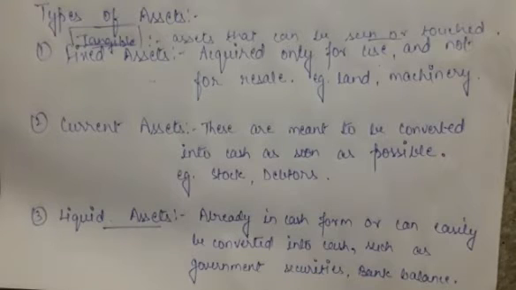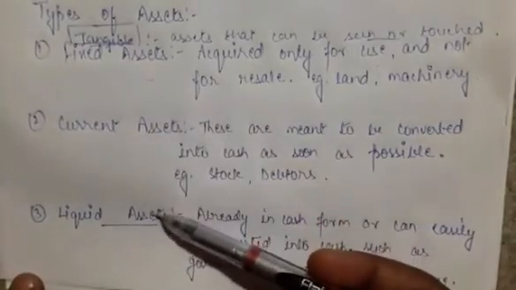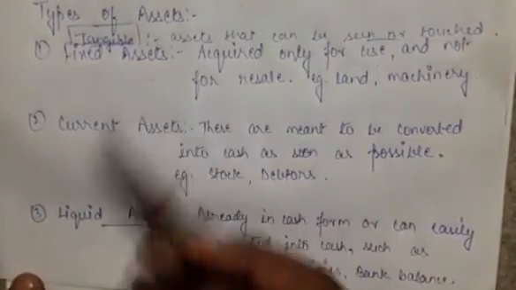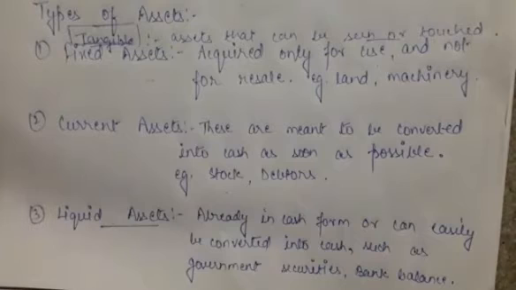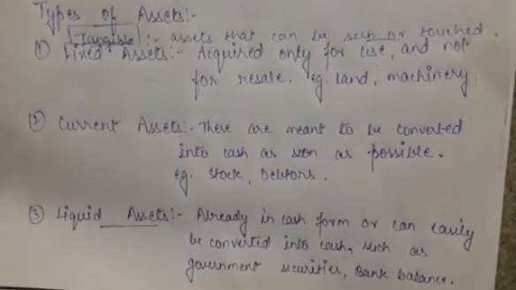And the fixed asset: we are not taking it for resale, we are keeping it only in our business, so that will be known as the fixed asset. All these, fixed asset and current asset, are examples of tangible asset, because whether it is your land, your stock, or your cash, we can easily touch it, feel it and see it. So all these are types of tangible asset.